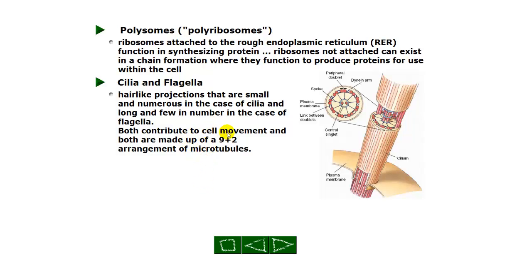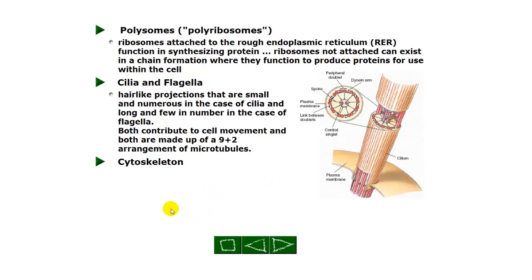Both are involved in cell movement, and both are made up of a 9+2 arrangement of microtubules. So you see basically this extension of a flagellum, or a cilia in this case, and notice that it is arranged in a pattern of 9 pairs around the outside and 2 in the middle if you cut it in cross-section. Again, not a major point, a little bit of trivia, but just in case you wondered what the heck 9+2 means, that's what 9+2 means.